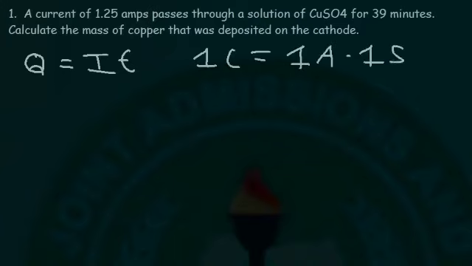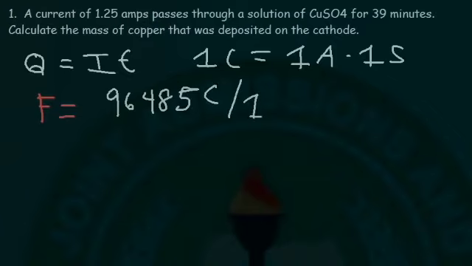And the second thing you need to know is Faraday's constant. Faraday's constant is 96,485 coulombs per 1 mole of electrons. Now, in the conversion, I'm not going to write coulombs. Instead, I'm going to use amps times seconds in place of coulombs. So let's go ahead and begin.